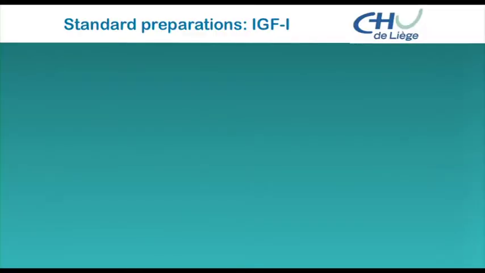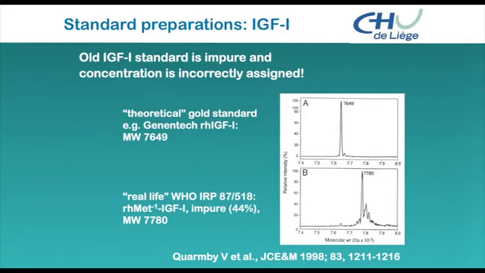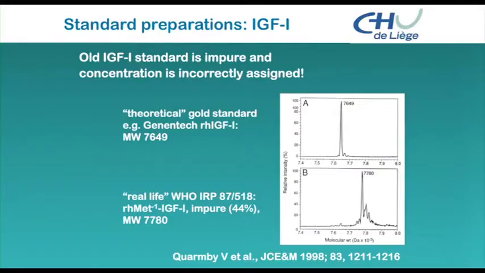For IGF-1, there was also a problem of standardization, because what we thought was the gold standard was actually impure. This is the time aspect, with the result of the chromatography of this standard. You see that there are different peaks. And so the IGF-1 standard is not a pure standard, it's impure. So the results that had been obtained can also be different.